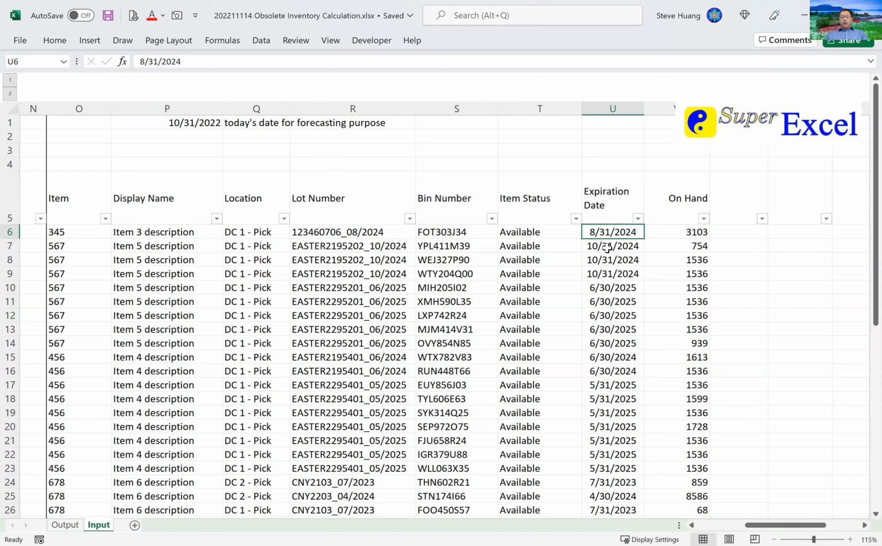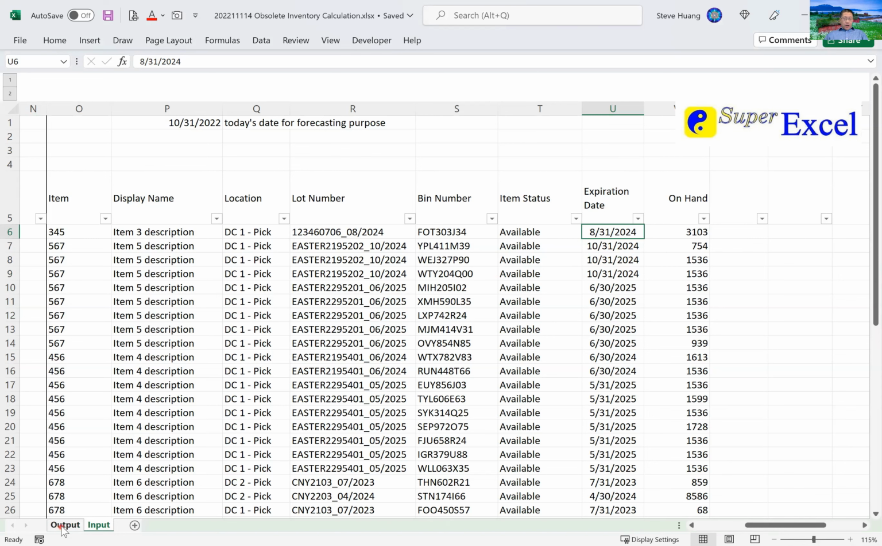So Jennifer needs to know, in the future 12 months, and also from 12 months and beyond, how many units of inventory will be short dated. Short dated for her means when the inventory has less than 12 months of shelf life. When inventory has less than 12 months of shelf life, then this company cannot ship to their customer anymore.